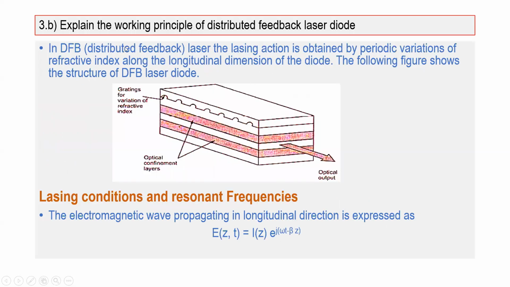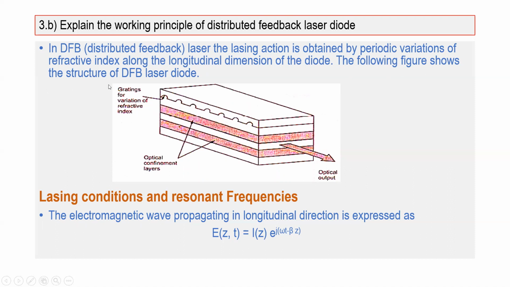Now coming to the other question: explain the working principle of the distributed feedback laser diode. It is shortly abbreviated as DFB. In the distributed feedback laser diode, the lasing action, what is meant by lasing action? The process of providing light output, all the action which takes place in order to create a light signal, is obtained by periodic variations of refractive index along the longitudinal dimension of the diode. That means in this dimension, we are changing refractive indices. Due to this change in refractive indices, a lasing action is taking place, which is providing an output.